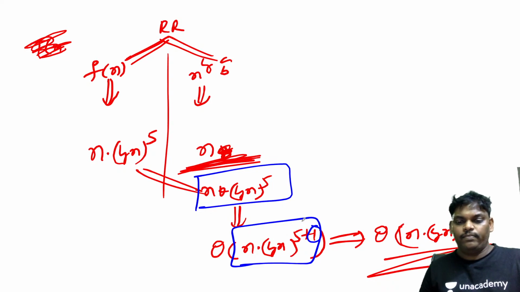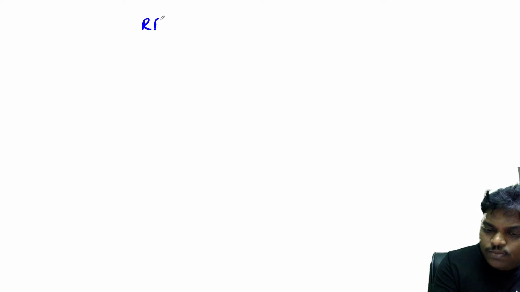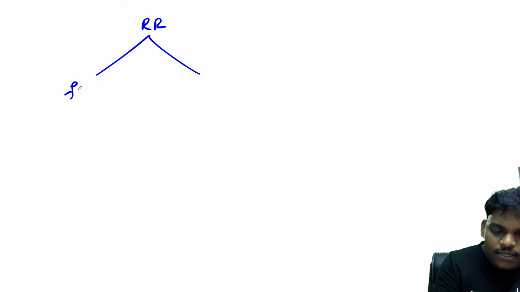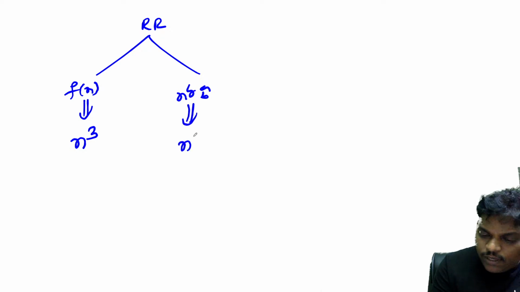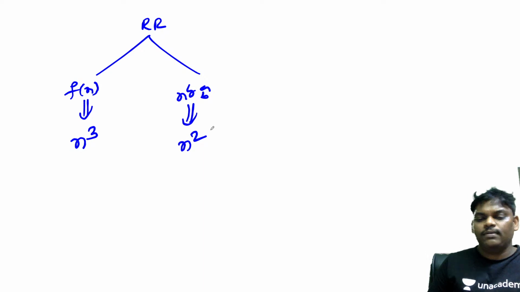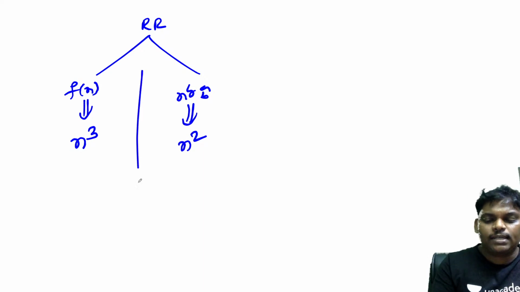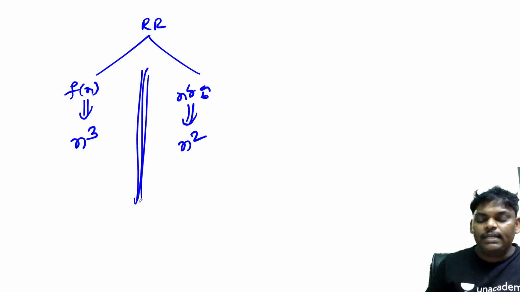Careful. Now see one more. Assume a recurrence relation where f(n) is n cube and n power log a base b is n square. What is the answer? Can anyone say? Comparing left and right, one side is smaller. What will be the answer for this? Can you check one time?